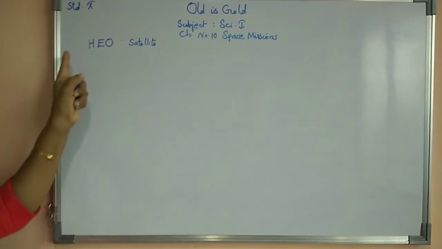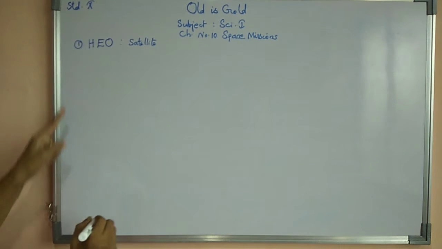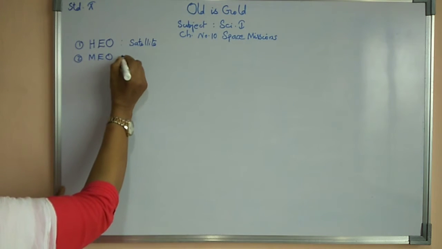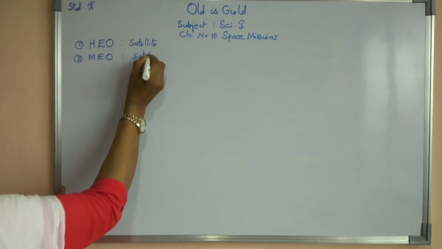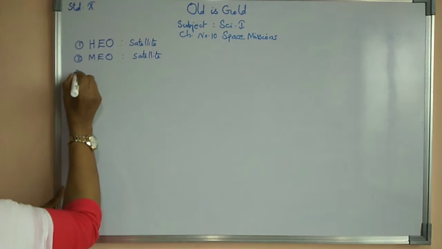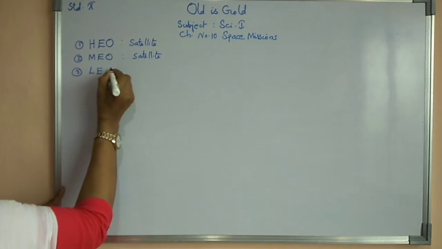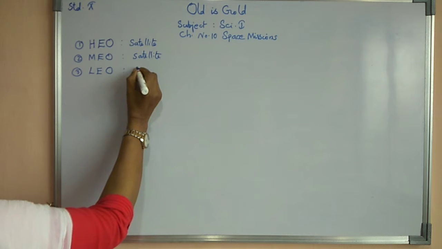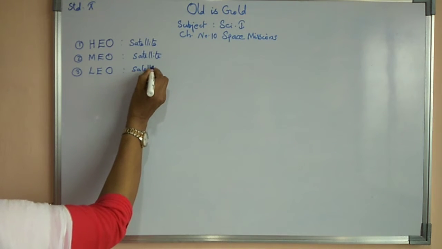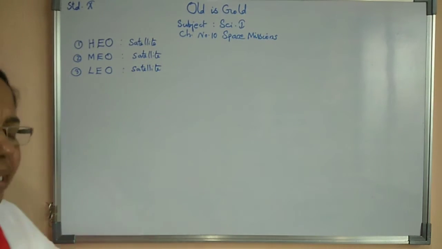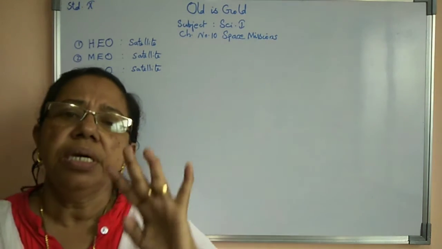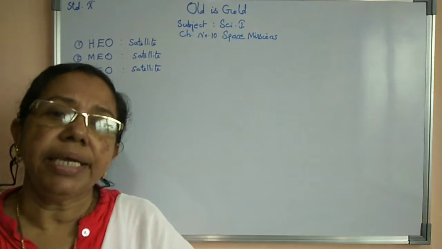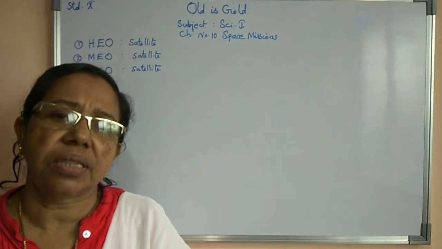Now when we classify the orbit, the first one is high Earth orbit. The second one we can say is medium Earth orbit, as well as medium Earth orbit satellite. The third one we can say is low Earth orbit, and if a satellite is there then we can say low Earth orbit satellite. So we can say that satellites are revolving around three types of orbits: high Earth orbit, medium Earth orbit, and low Earth orbit.